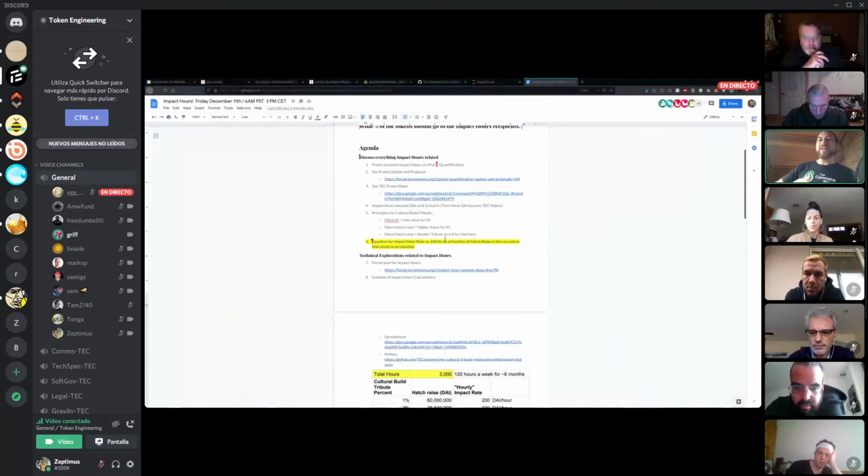So in the end, when we're determining impact hours, the real question that we need to answer is, for every amount of hatch raise, what is the function of total impact hours for DAI per hour? So we need an equation that says if the hatch raise is this and the impact hours is this, then the DAI per hour is that.